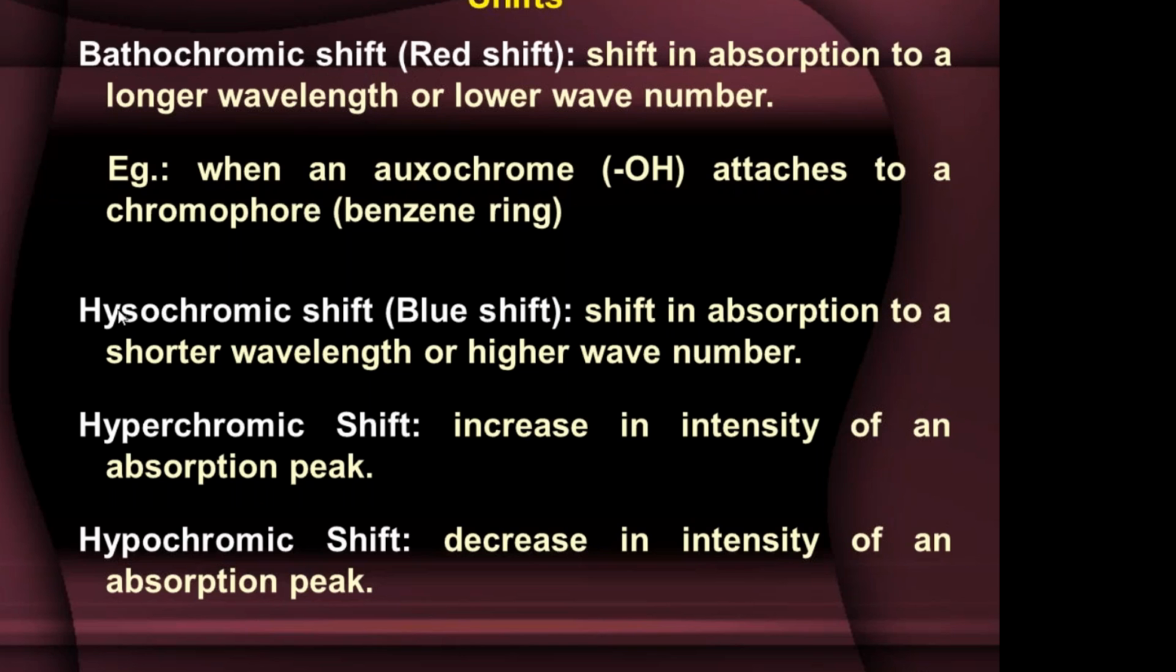Hypsochromic shift, HYPSO, is a blue shift, a shift in absorption to shorter wavelength or greater energy or higher wave number. Hyperchromic shift is an increase in intensity of an absorption peak, and hypochromic shift is a decrease in intensity of an absorption peak.